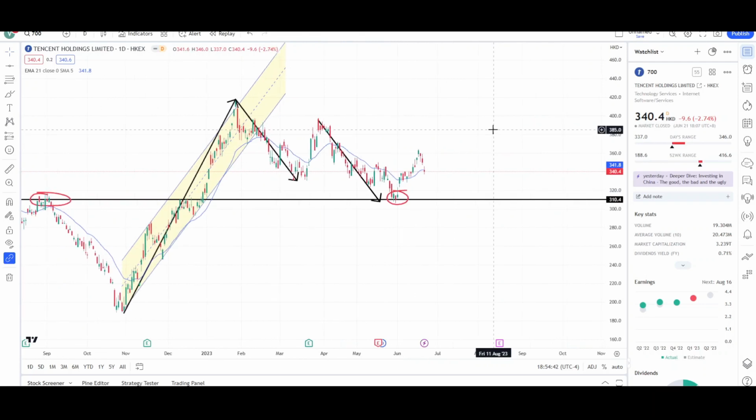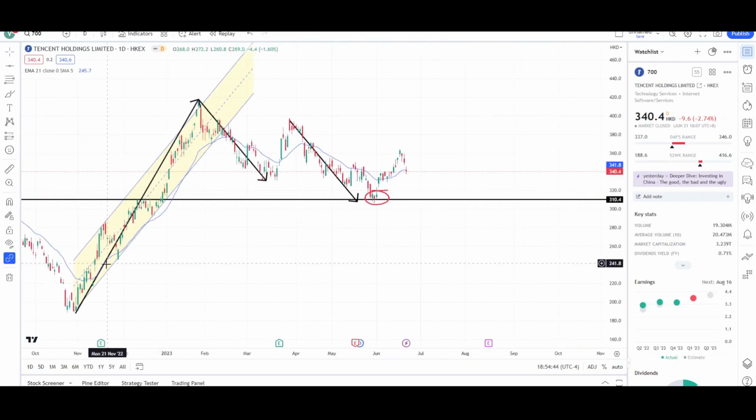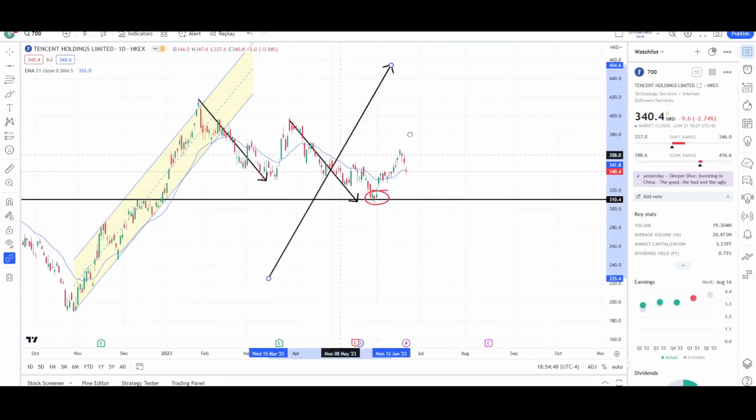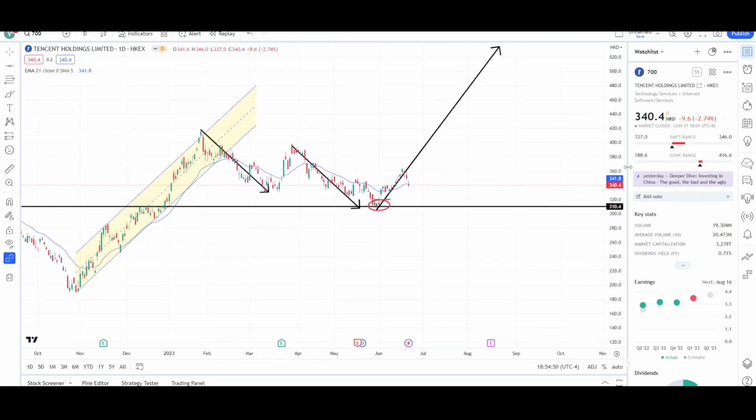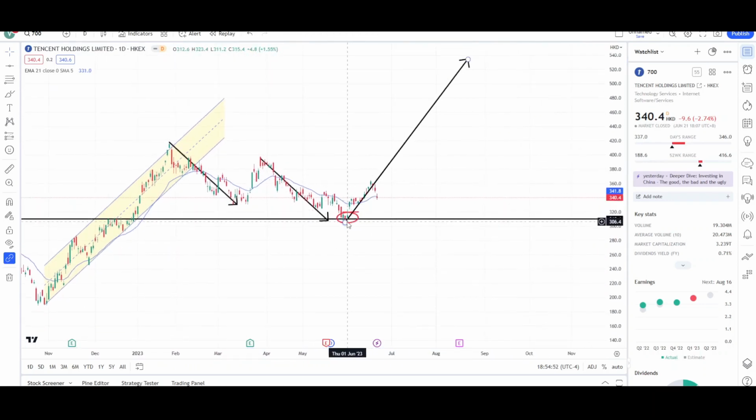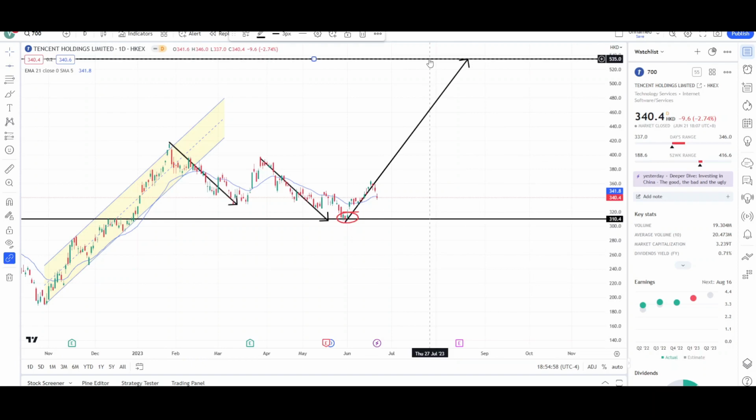However, it's not guaranteed we're going to reverse. Since we had a huge pump up and two legs down, that can mark the center of the pattern for another pump up higher. If we don't go any lower, or let's just say this is the bottom at the 306 level, then the target for Tencent would be 536 based on this 700 ticker symbol chart. So we'll see if that can be attained.